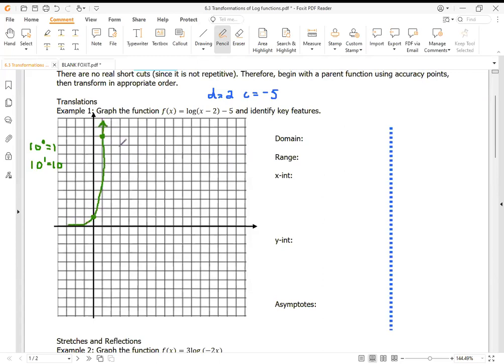Right? That's the exponent. If you know these points, you should be able to do the reflection on the y equals x line and graph this as your parent function right away. 1, 0, 1, 2, 3, 4, 5, 6, 7, 8, 9, 10. Sorry, yeah, 10, 1.